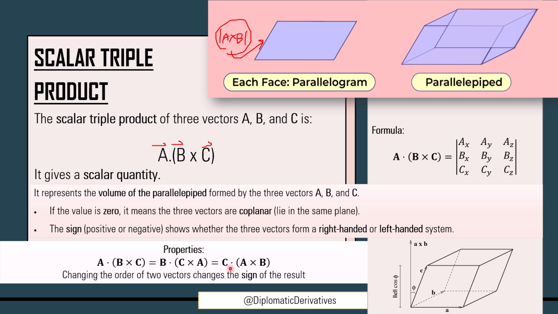Or if you take c outside, so it's going to be c dot a cross b. Okay, so a dot b cross c is either equal to b dot c cross a or c dot a cross b. Okay, you will be using this property to solve questions that are related to scalar triple product. Okay, changing the order of two vectors changes the sign of the result.